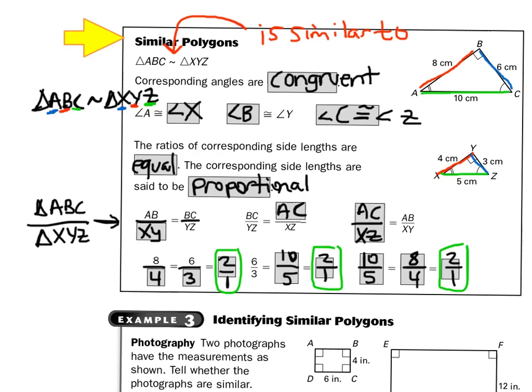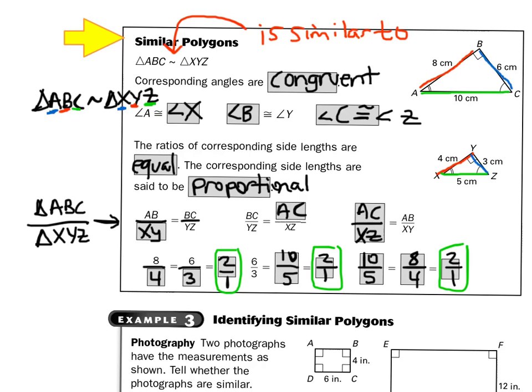So let's say BC over YZ has to equal, and now go first to last, AC over first to last, XZ. And so that would give us 6 over 3 equals 10 over 5, and that would be 2 over 1. And then we could do first to last, AC over first to last, XZ, has to equal first two, AB over first two, XY. And so 10 over 5 equals 8 over 4, which again would reduce to 2 over 1. So no matter which side you pair up, they're always going to be proportional.